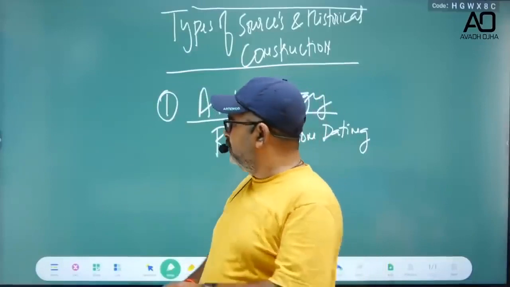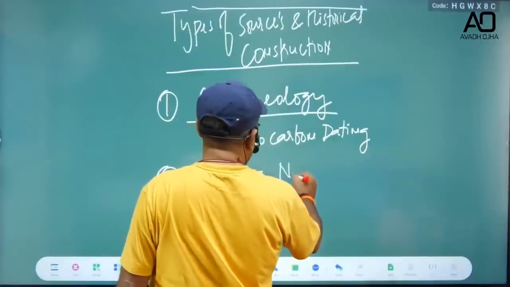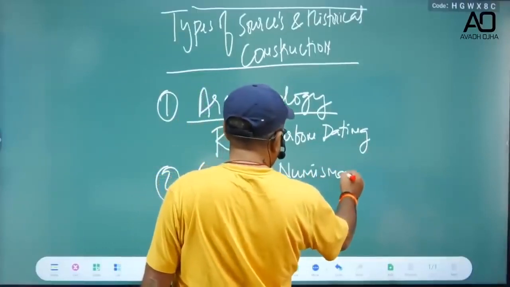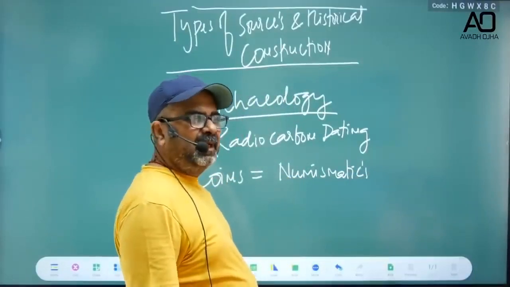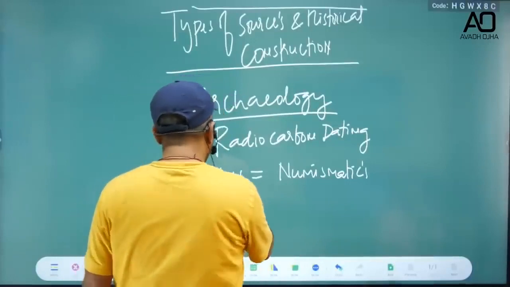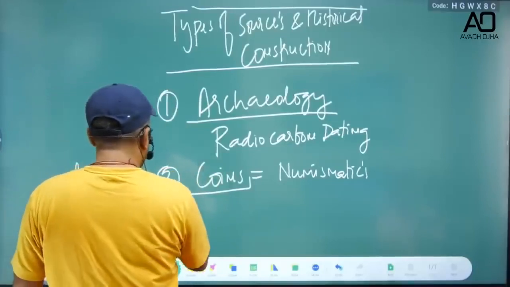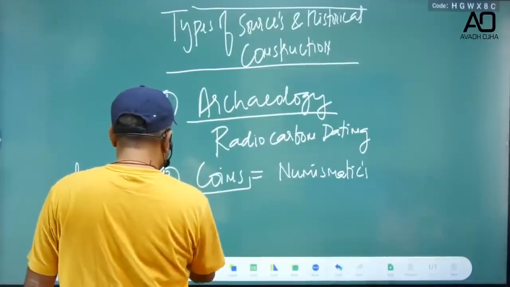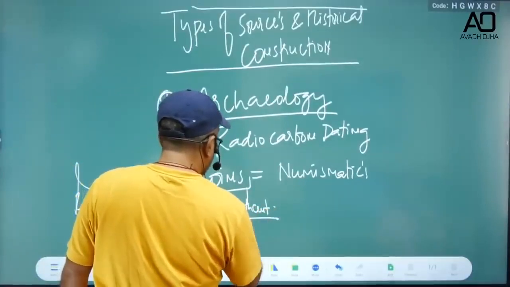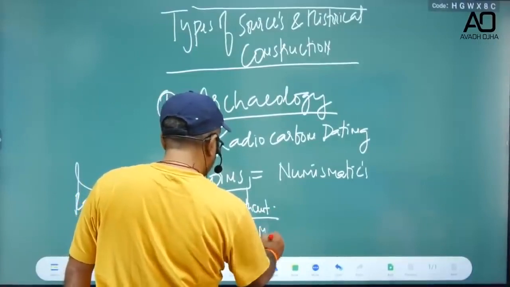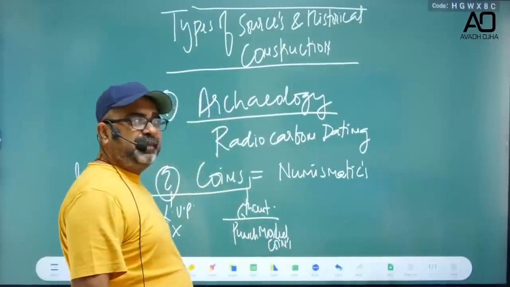Then the second important thing, coins, and the study of coins is called numismatics. In the Rig Vedic period, there is no coin. Subsistence economy. In the later Vedic period, there is no coin. In the 6th century BC, we see punch-marked coins. And then we immediately come to a conclusion about the economy of the period.